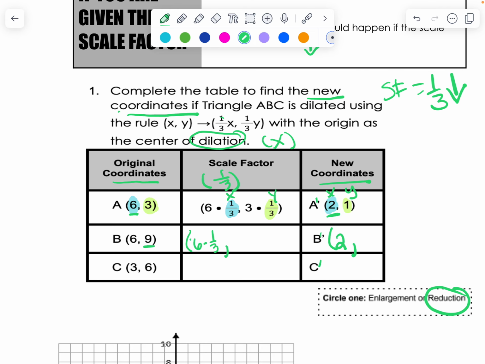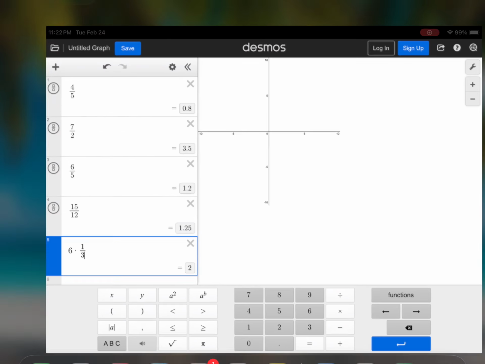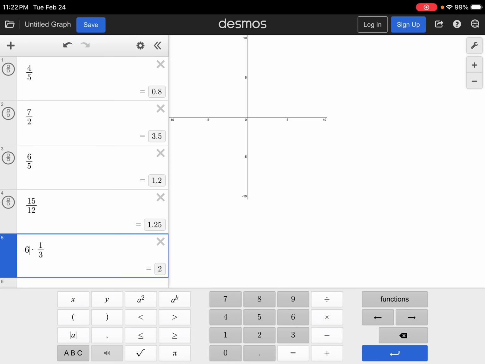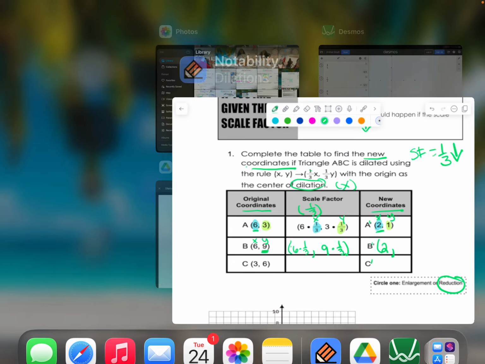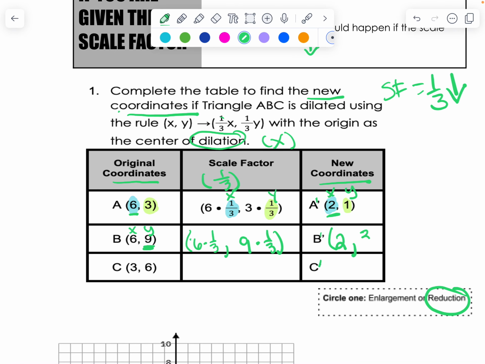All right, so this is the x and this is the y. So the y value is 9. I'm going to multiply it times the scale factor. So I'm going to do 9 times 1/3. All I'm going to do here, guys, is take away the 6 and put the 9. So it's 3. So then my new y value is 3. So that's my new ordered pair.